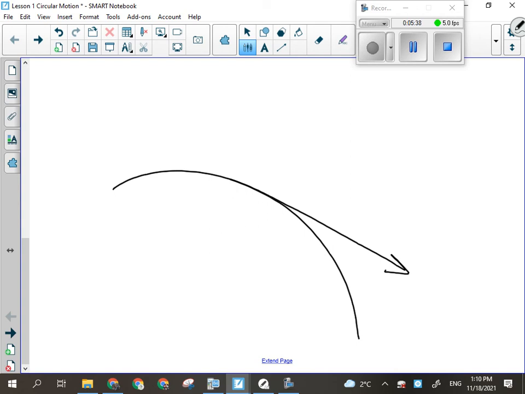Okay? I let it go right here. It went in a straight line. It didn't try to go that way. It didn't try to go straight out of the circle. It went straight. Right?